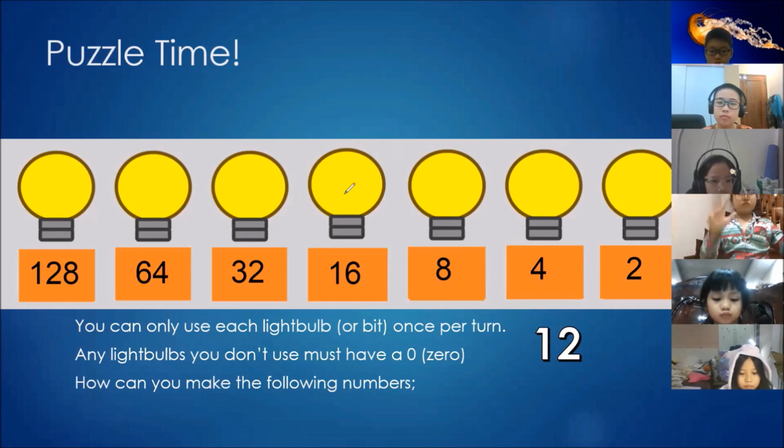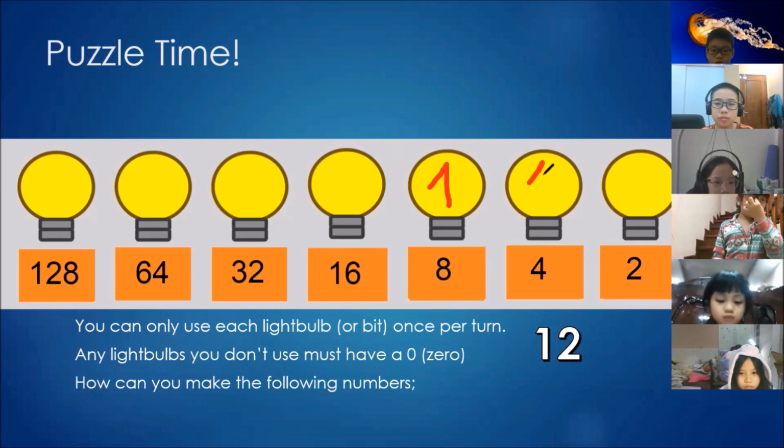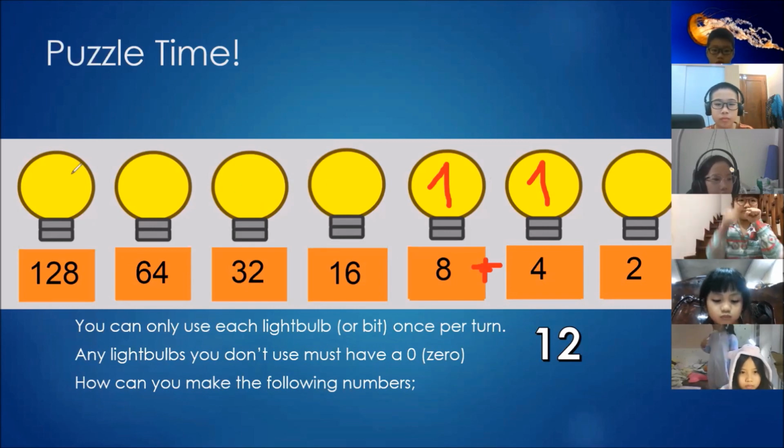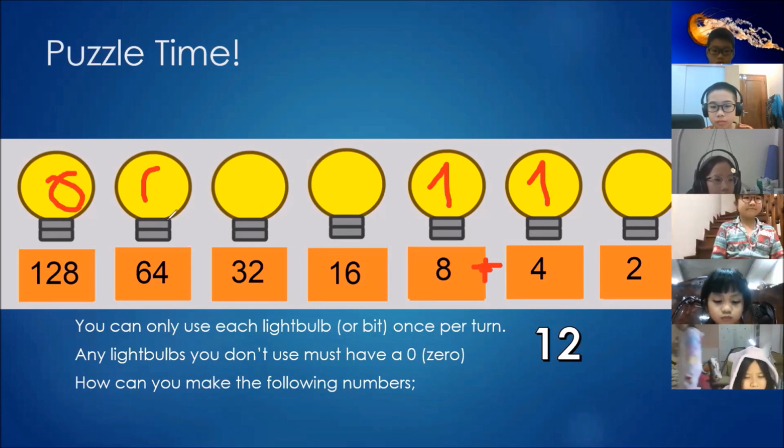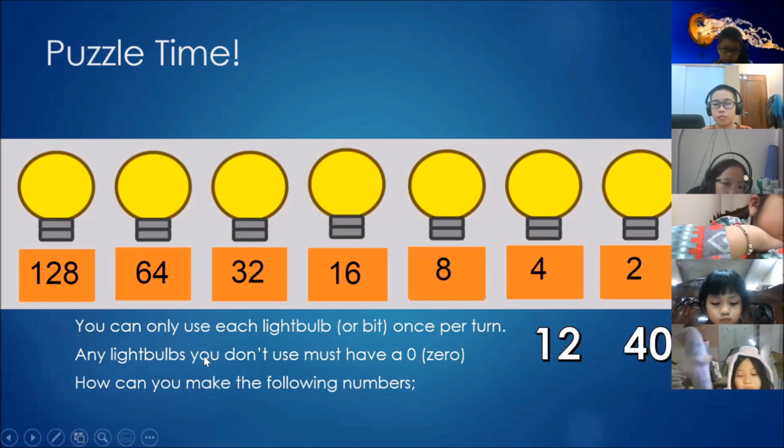We can't use 16 because it's too big, but how can we make 12 out of what we've got? 8 and 4. Yeah, so we put a 1 here and a 1 here. So that's 8 plus 4. And if we're not using the other values, what do we write in them? 0. Yeah, so 0.